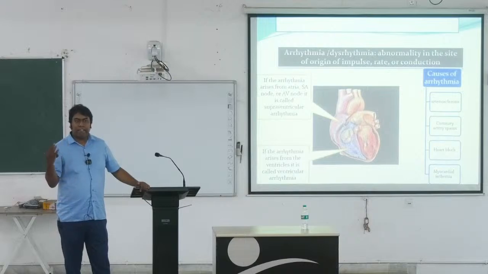What are the first line drugs of angina? First line drug? Nitrates, beta blockers, and calcium channel blockers. Among these three, which one is contraindicated or not used in variant angina? Beta blocker. Why?